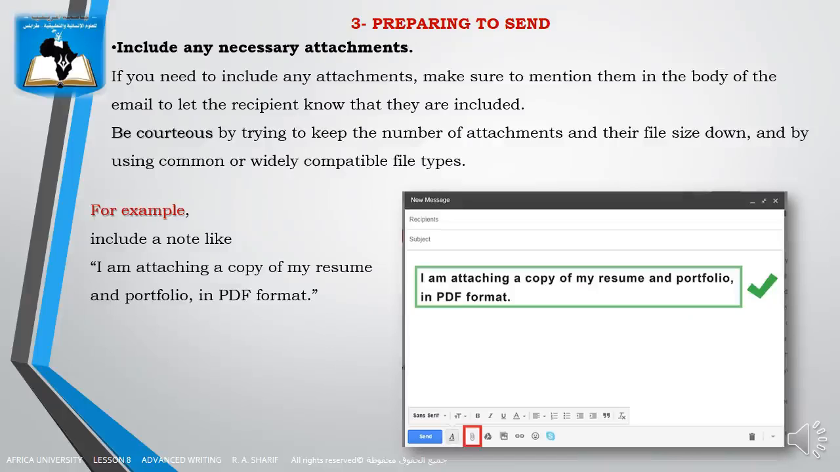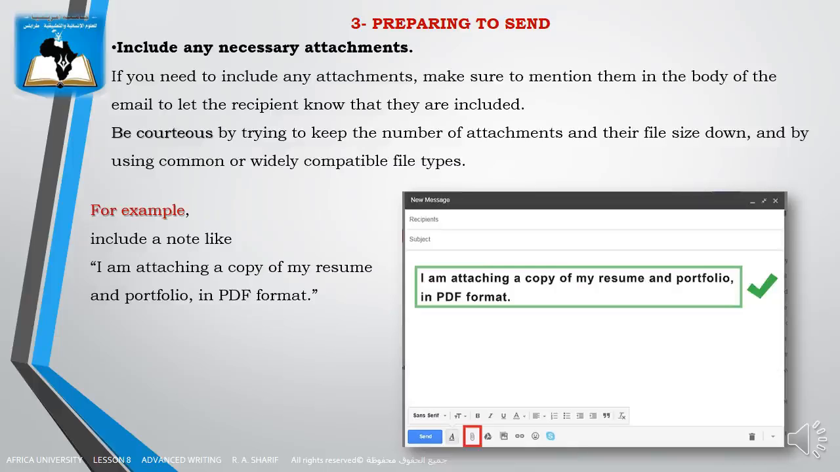Preparing to send. Include any necessary attachments. If you need to include any attachments, make sure to mention them in the body of the email to let the recipient know that they are included. Be courteous by trying to keep the number of attachments and their file size down, and by using common or widely compatible file types. For example, include a note like, "I am attaching a copy of my resume and portfolio in PDF format," okay?